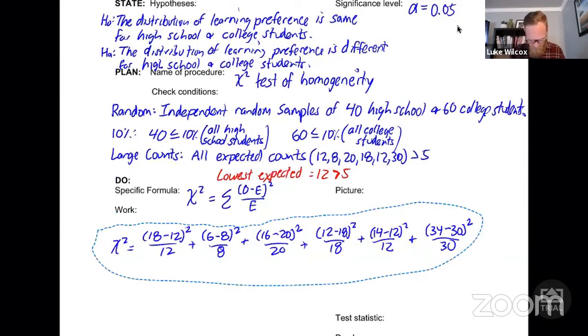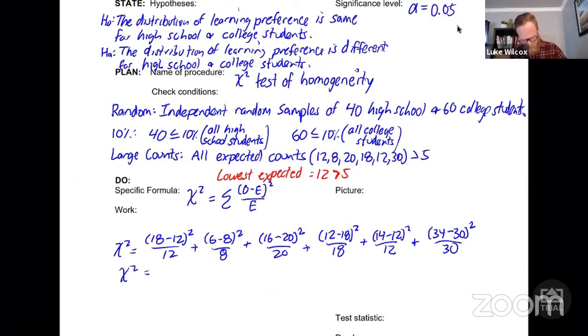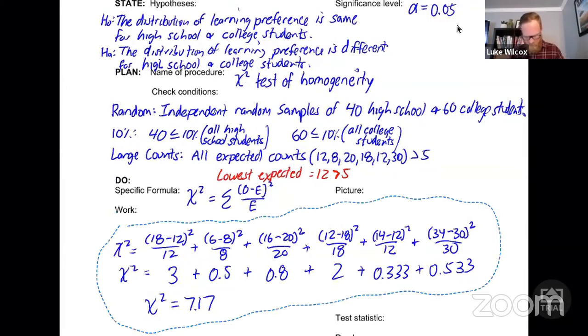So let me show you what values I got for this. My first value was 3, and then I got 0.5, and then I got 0.8, and then I got 2, and then I got 0.333, and then finally I got 0.533. And then I added all of those up. This is going to give us our chi-squared test statistic, which is about 7.17. So a little bit of work to do there, a little bit of calculation.